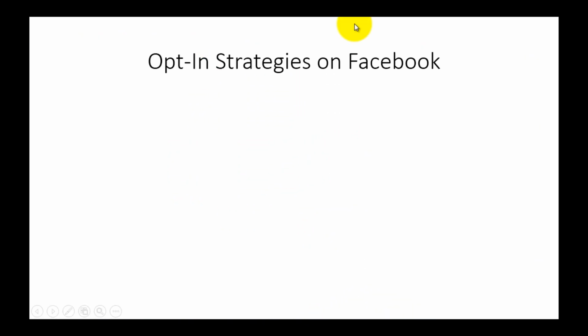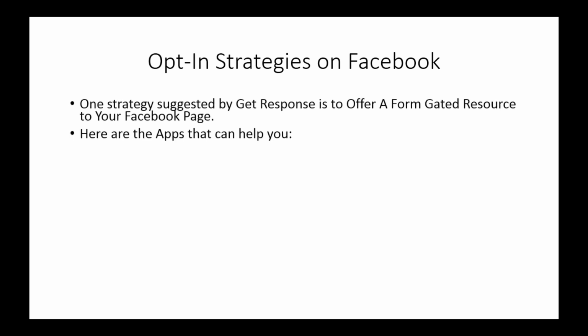To physically get people onto your opt-in list on Facebook, one strategy mentioned by GetResponse is to offer a form-gated resource on your Facebook page, or in other words, you want to make sure that there's content that, if you give it away, the only way they're going to be able to get that content is if they opt into your list. And even though the like gate is no longer available, there is the opportunity to place a content gate so that when your content is there, the only way that people will be able to get it is to trade something with you.